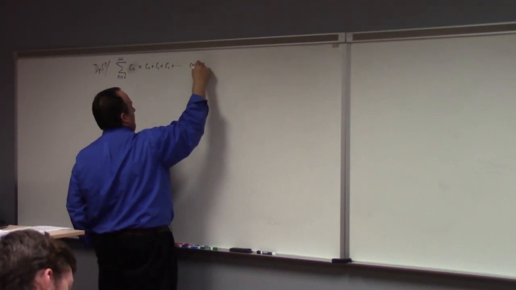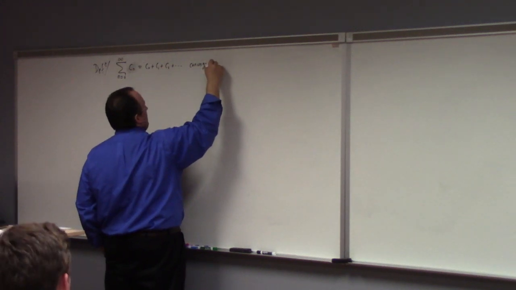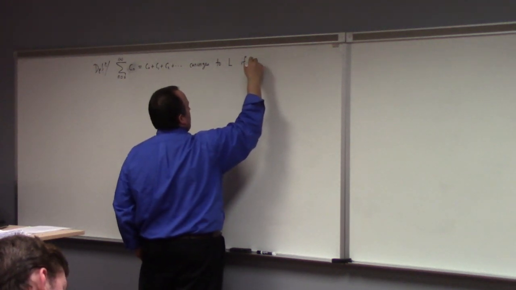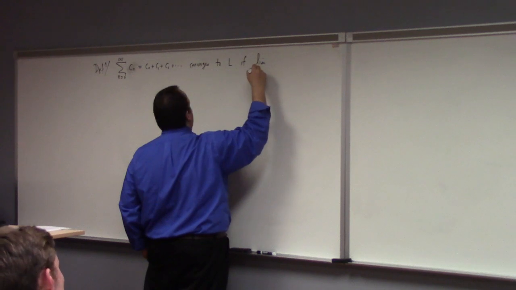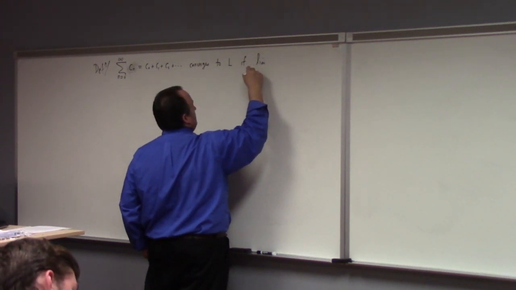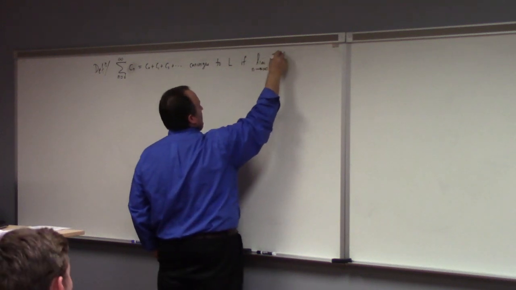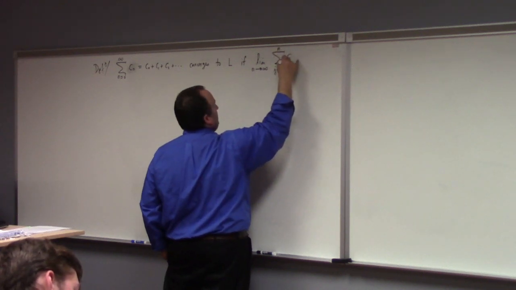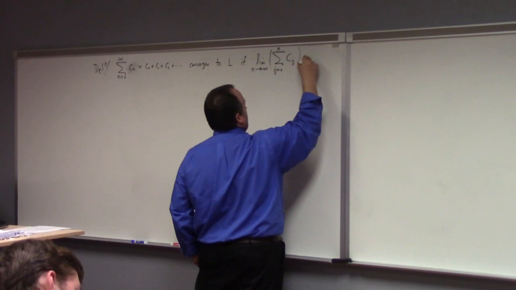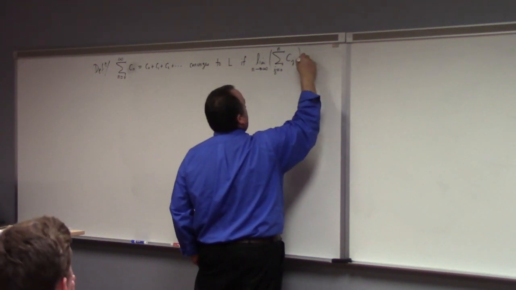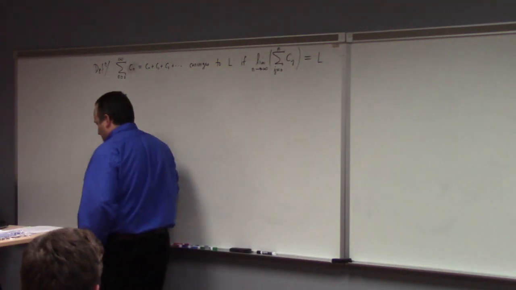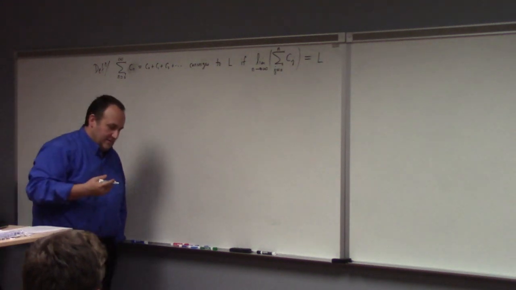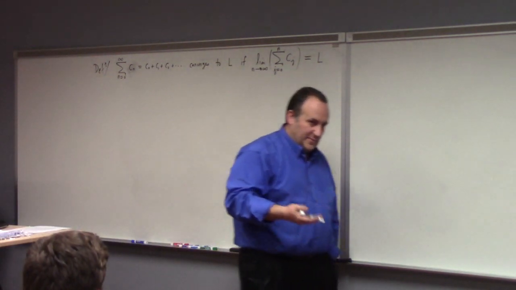Converges to, let's say, L if and only if the limit as n goes to infinity of the sum from j equals 0 to n of c_j exists and equals L. I'll get it eventually. Sorry, I have picked my most unfavorite way of saying this sentence, but what I'm trying to say is that a series is defined by a sequence of partial sums.